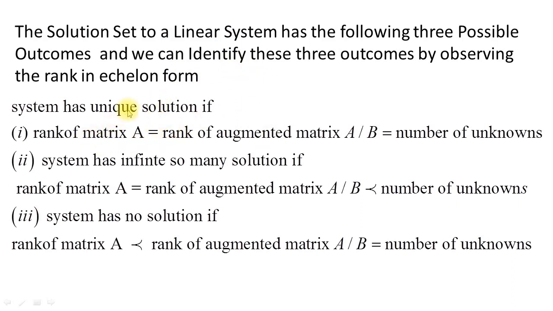So in echelon form, when the rank of matrix A is equal to the rank of augmented matrix AB and equal to the number of unknowns, then the system has a unique solution. The system has a unique solution if the rank of matrix A is equal to the rank of the augmented matrix, which is equal to the number of unknowns.